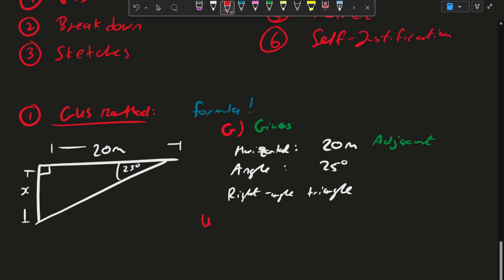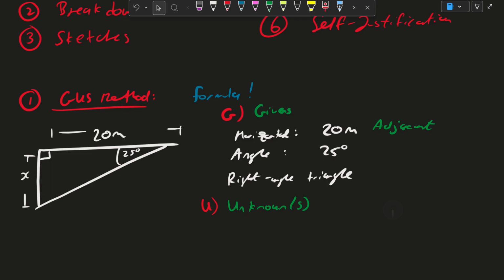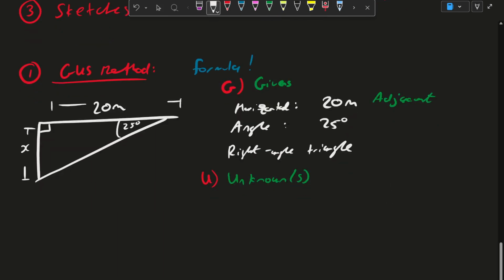The U is the opposite of our givens. That's our unknowns. That's the value that we're trying to find. So the unknown in this case is that vertical distance, which is x meters. And because it's directly opposite to the 25, it is therefore, by definition, the opposite side.